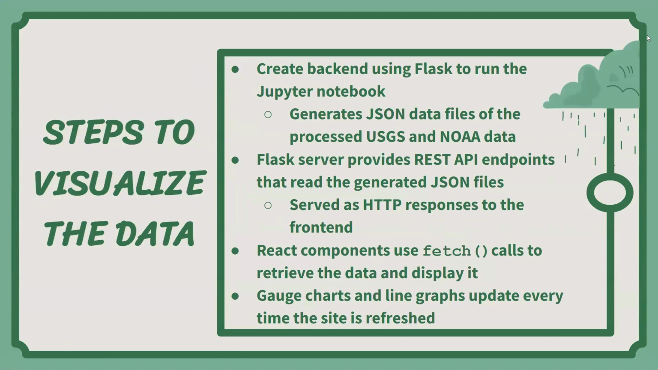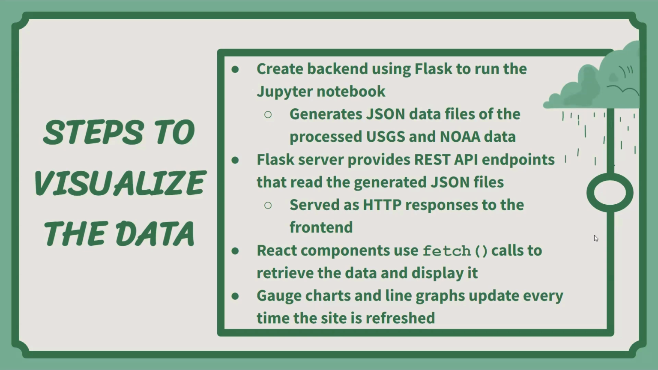So in order to visualize the data, these were the steps that I did. First, I created a backend using Flask to run the Jupyter Notebook. The Jupyter Notebook that Brian created had the data frames already, but I just added some code in order to generate JSON files of the data frames that he created. Then the Flask server would provide REST API endpoints that read the generated JSON files, served as HTTP responses to the front end. And then for the React components, for the gauge chart and the line graph, I used fetch calls to obtain the data and display it on the said graphs. The gauge charts and line graphs update every time the site is refreshed.